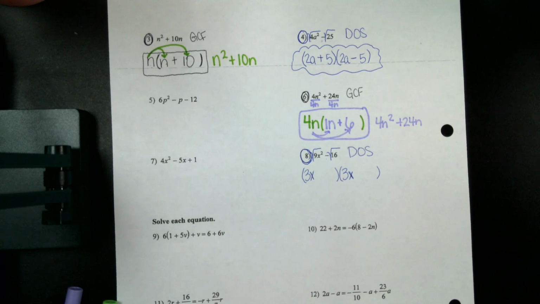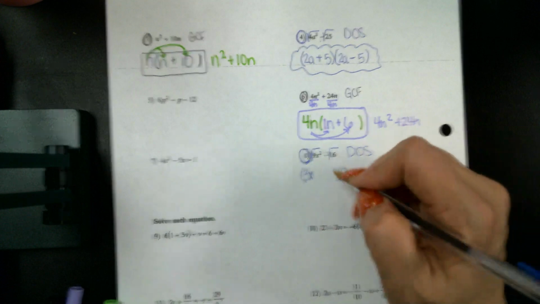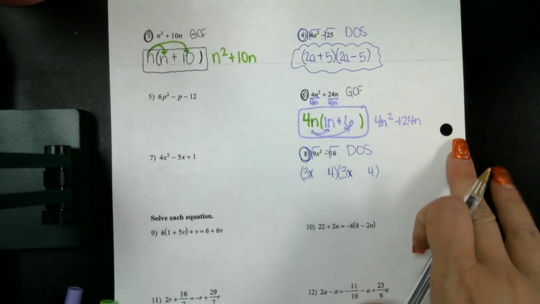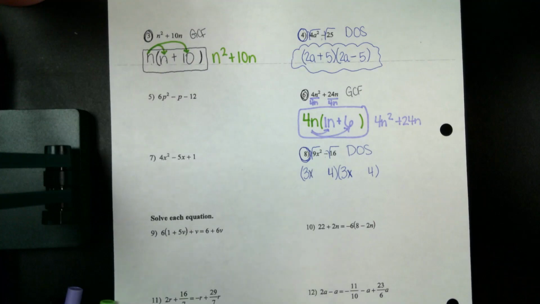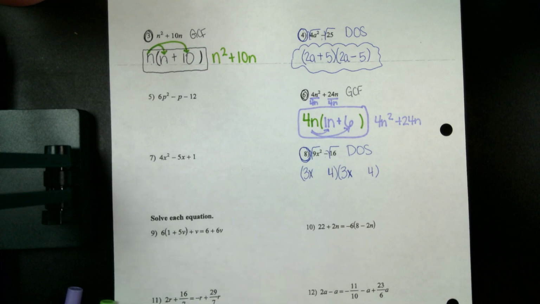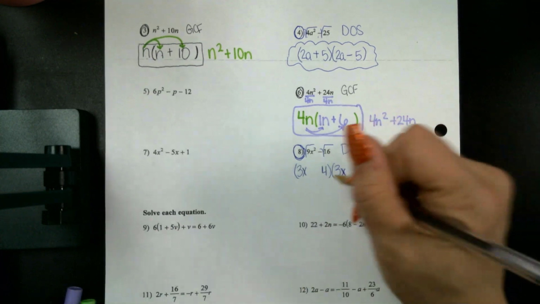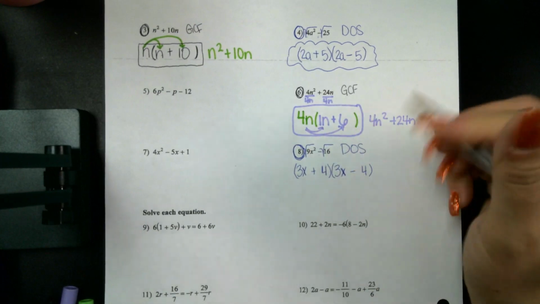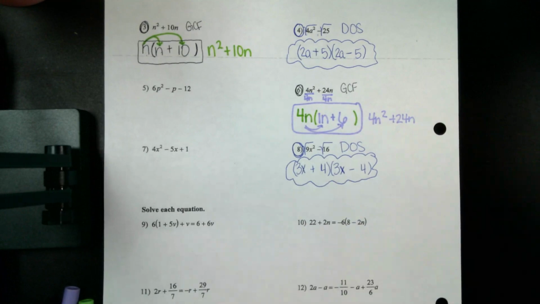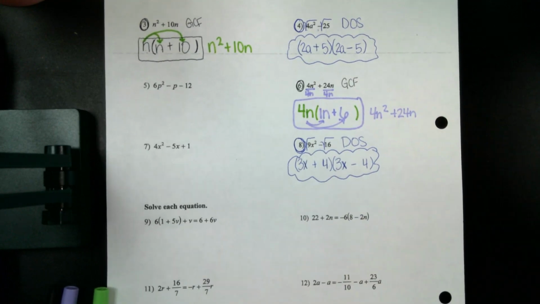And then what's the square root of 16? 4. You guys can do that on your calculator or just look at your factor sheet. All you have to do is look at the row of 16 and find the one that's the double number. So 3x plus 4 and 3x minus 4. That's it. 3x plus 4 times 3x minus 4.